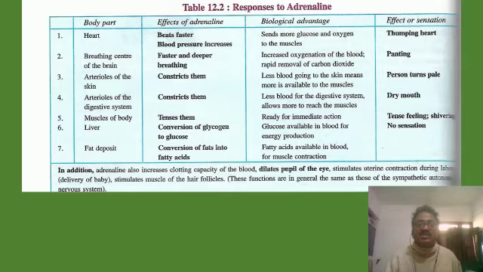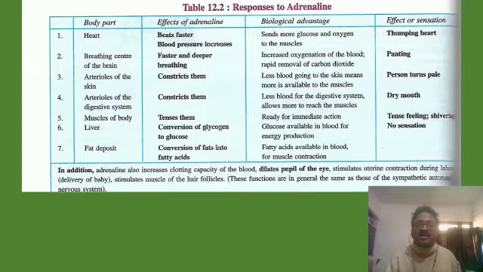Let us see the body parts. Heart. Effect of adrenaline: heartbeat faster, blood pressure increases. Biological advantage: sends more glucose and oxygen to the muscle, and we have a thumping heart. The breathing centre of the brain: faster, deeper breathing, increased oxygen to the blood, rapid removal of carbon dioxide.